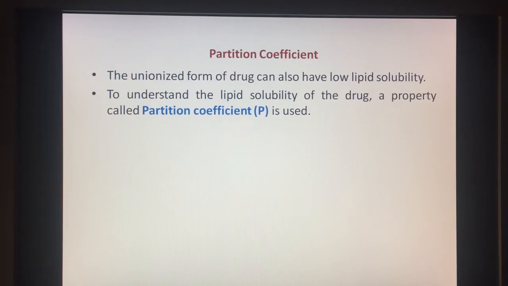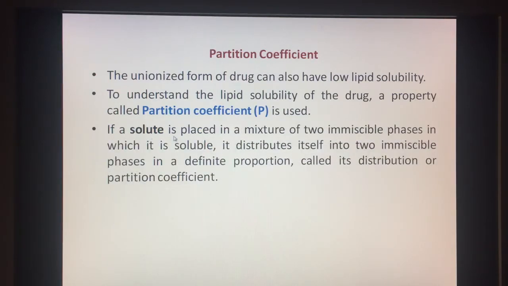Now, this partition coefficient is determined in a way that if you dissolve a solute in a mixture of two immiscible phases in which it is soluble, the solute or drug distributes itself into the two immiscible phases in a definite proportion, and if you take the ratio of this, it is called the distribution or partition coefficient, shown by the symbol capital P.